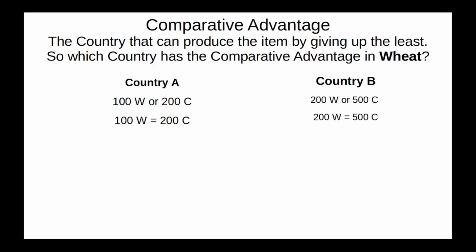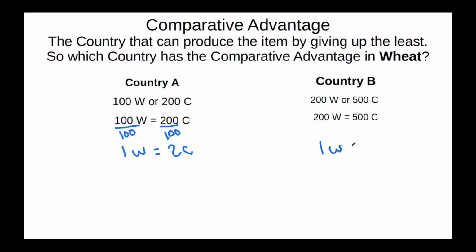So for the math, we can look at country A and try and figure out what is the amount that we have to give up to make one item of wheat for country A. We need to get that 100 down to 1, so we will divide it by 100. And what we do to one side of the equation, we need to do to the other side. So that 200 divided by 100 will come down to corn. So to produce one item of wheat, we need to give up 2 items of corn.